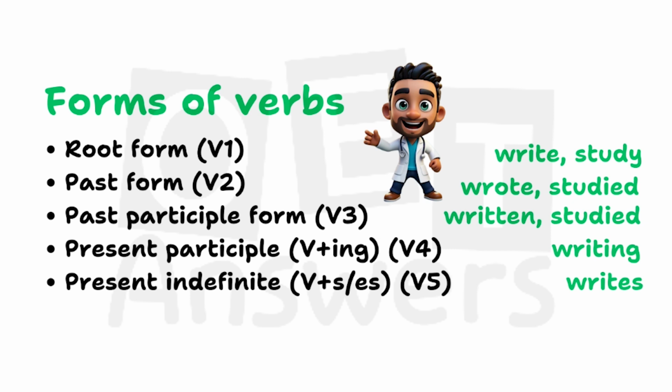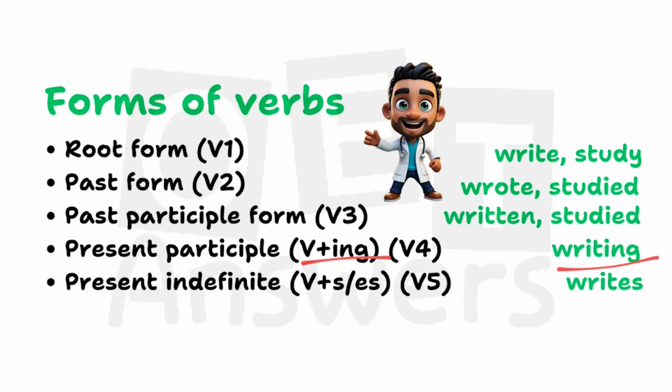Move on to the fourth form, that is the present participle form. Present means currently what is happening. So V plus ing form, also known as the V4 form. So all ing forms show what is presently happening, what is continuously happening, and we will write that as the ing form. Okay, so write means writing, go means going, run means running, study means studying.